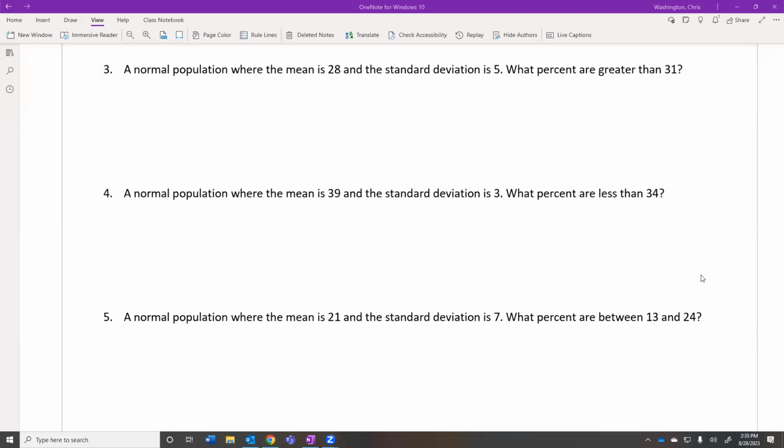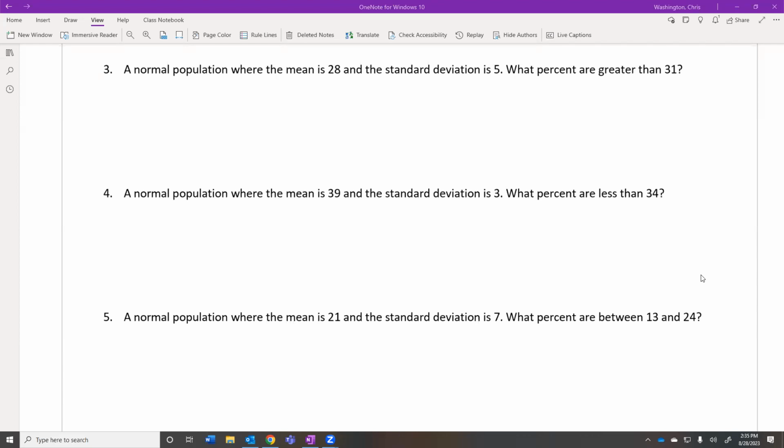So number three, the first part is just going to be like, okay, those percentages we used last week are good under certain, specific situations. What we're going to learn today works under any situation.